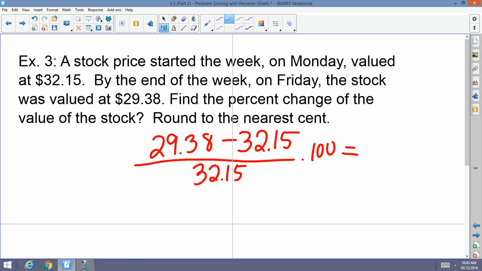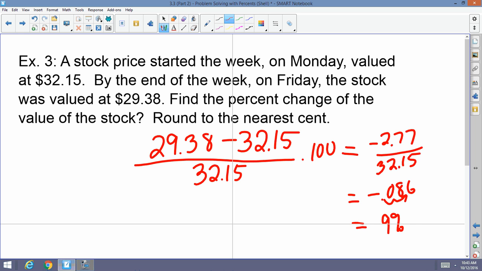Does that make sense? That means we're learning. Now, what do we got here? 29.38 minus 32.15 gives me negative 2.77, divided by 32.15, which gives me negative 0.086. Multiplying by 100 moves the decimal two places to the right. So that's 9%, and it was a negative. So it's a 9% decrease.